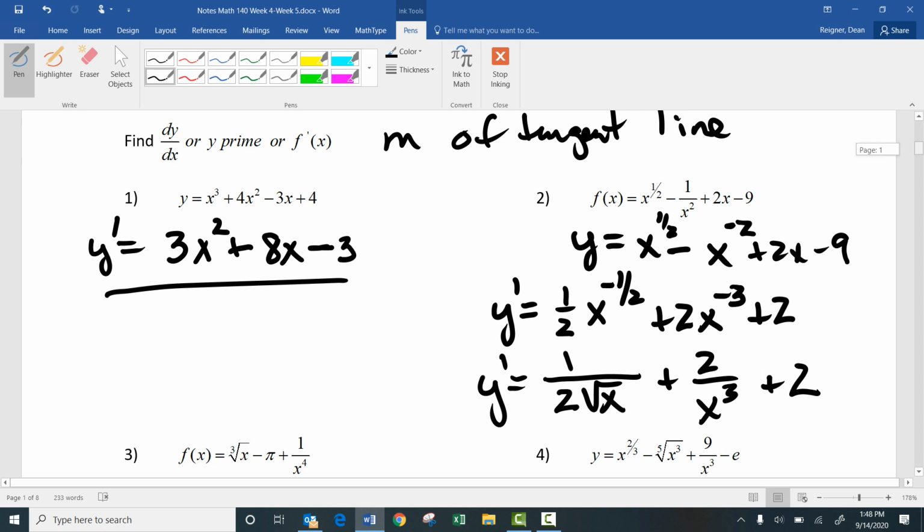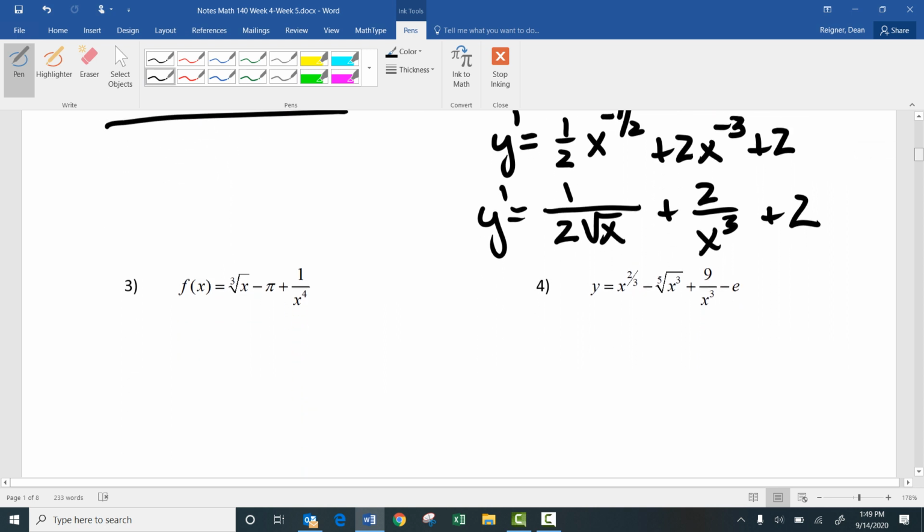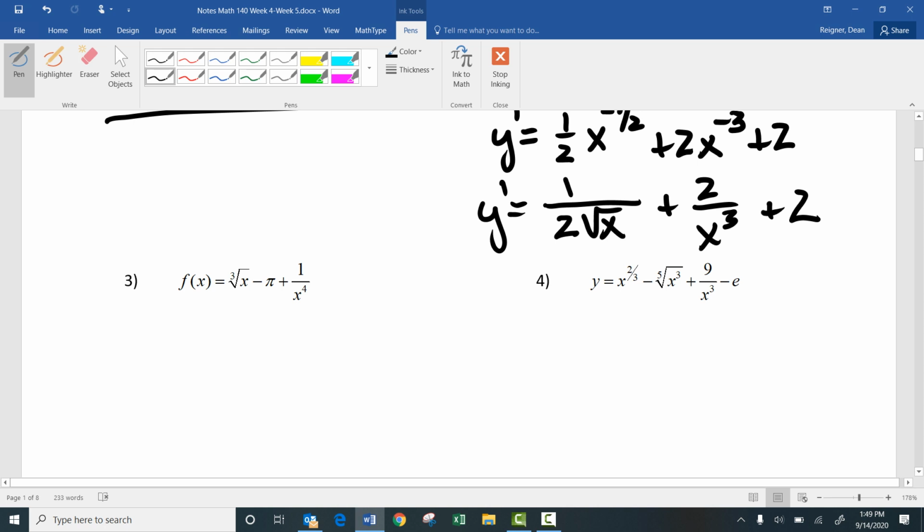Okay? Same thing with the next one. You might want to rewrite it before you take the derivative. So I'll just put a y instead of f of x. So this would be the cube root is 1/3 power minus pi, and then this is x to the -4th.